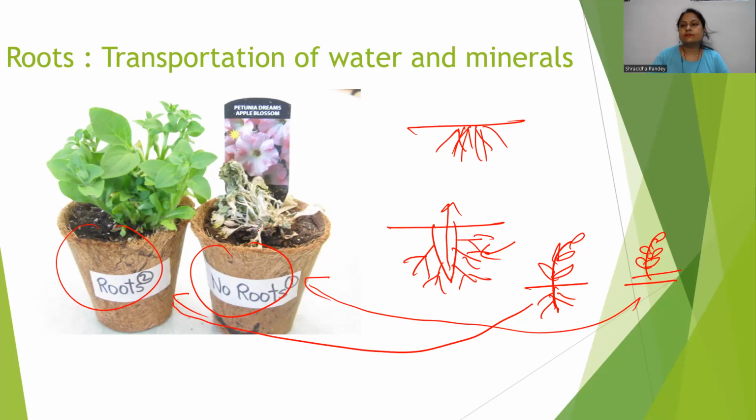Why? Because there were no roots to transport the water and minerals to the upper part of the plant. So the upper part of the plant did not receive any water and minerals. So it was not healthy. But the other plant was healthy. So this shows that roots are important for the transportation of water and minerals.